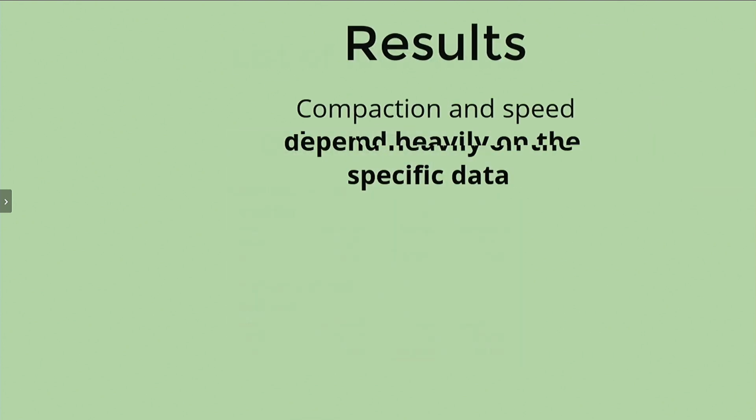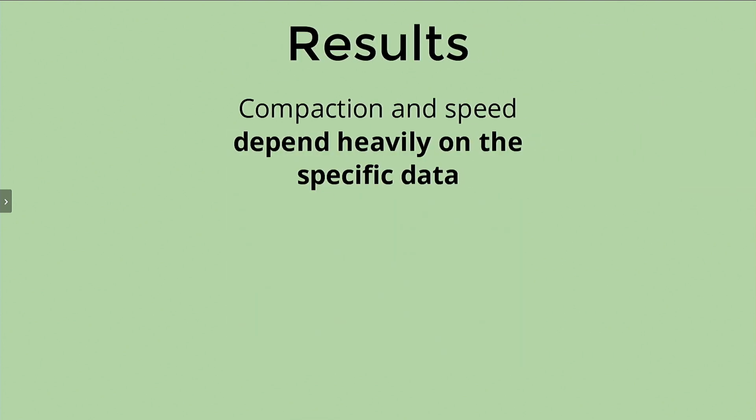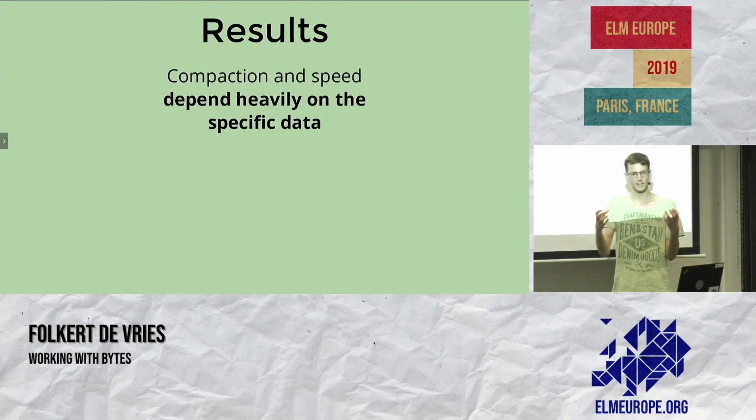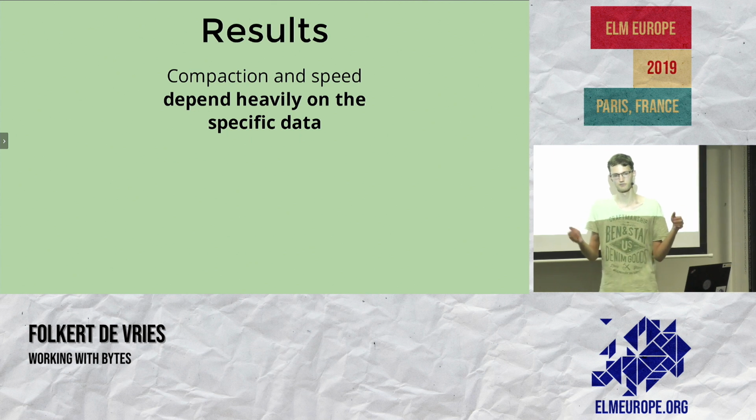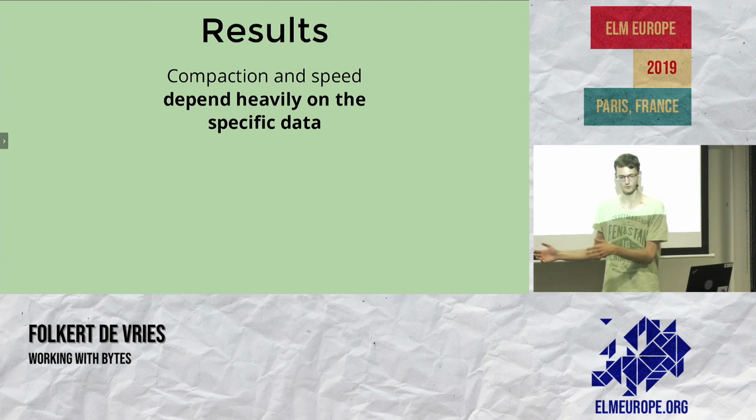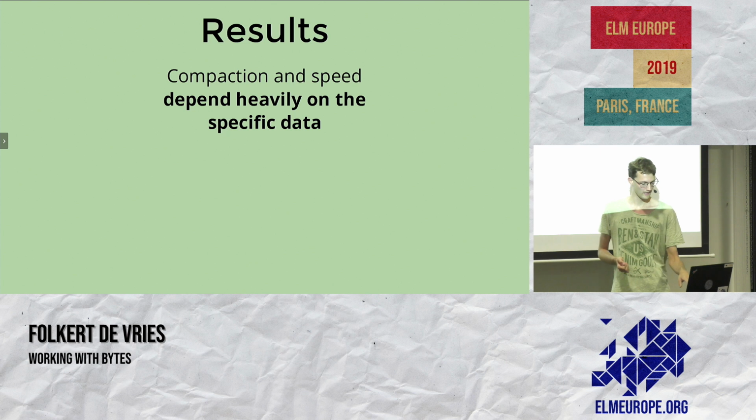So what I take away from this is that the compaction and the speed benefits that you might get really depend very heavily on the specifics of your data. Do you have a lot of fields, or do you have only a couple? Is your data mostly strings, or is it mostly integers or numbers?